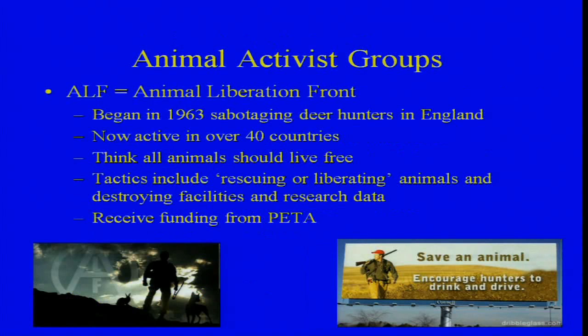One other group that's in the headlines a lot is the ALF, or the Animal Liberation Front. This group started in the early 60s in England. They started out by actually sabotaging deer hunts, first by scaring away the deer and then by slashing the hunters' tires and that sort of thing. They've slowly spread, and now they're active in more than 40 countries. This particular group does not have any ringleader, so to speak, but there are a whole bunch of little disjointed groups that have communications back and forth.